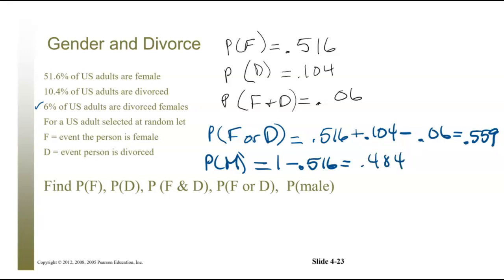Okay, so that concludes our first half of chapter 4, going through some of the basic rules of probability.